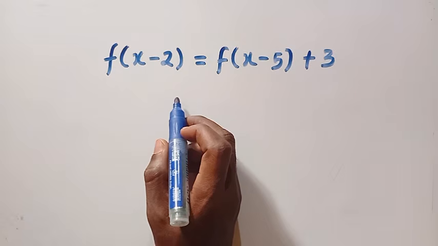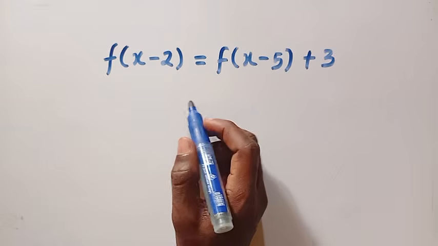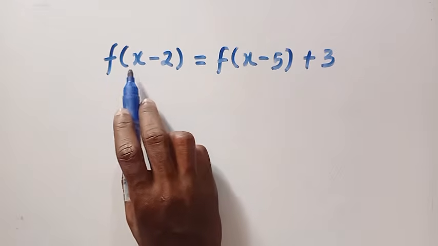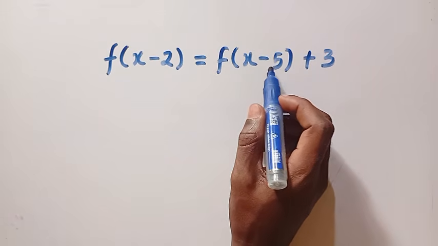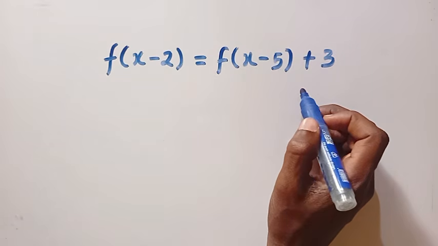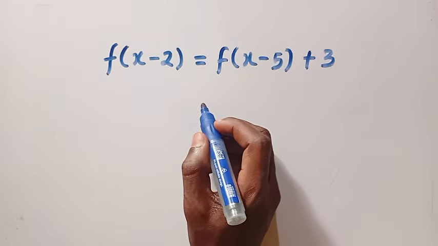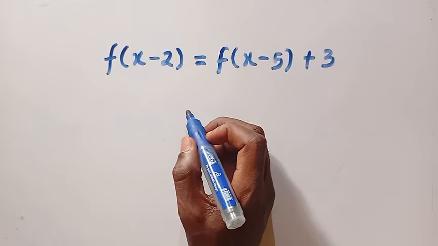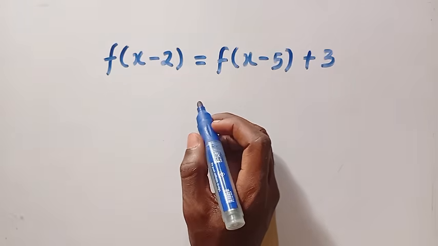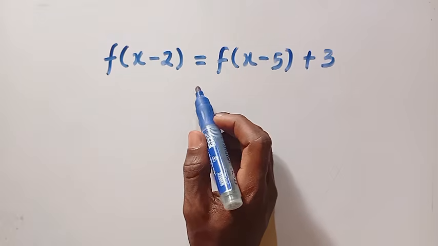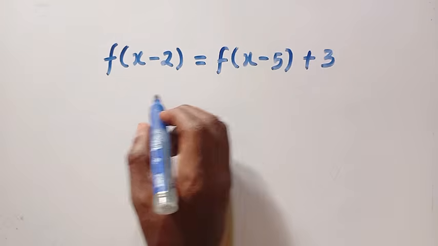If you have any straight line with slope of 1, it satisfies these functional equations. We are given f(x - 2) = f(x - 5) + 3. Looking at this, it is like a shift function, so the first thing we're going to do is convert it to a simple shift by doing some little substitutions.